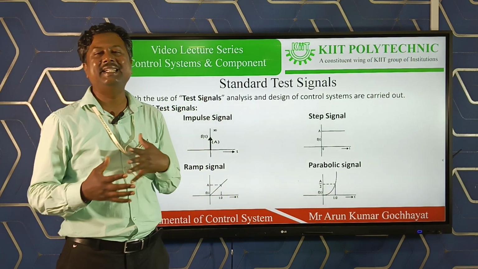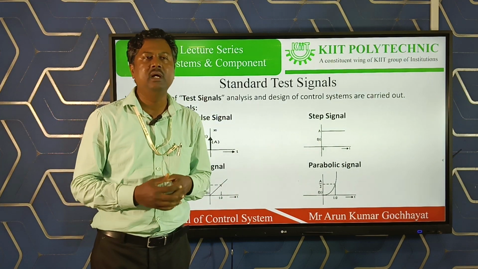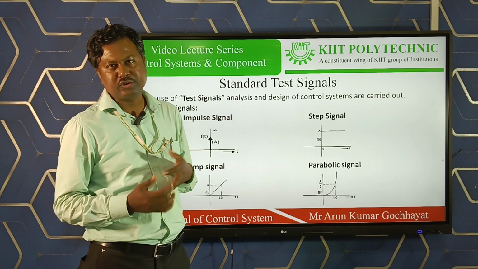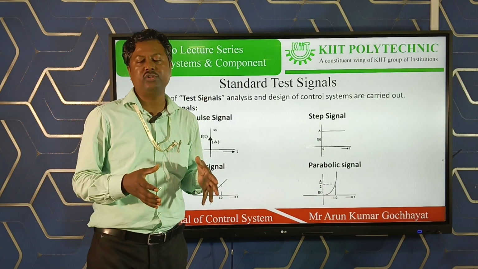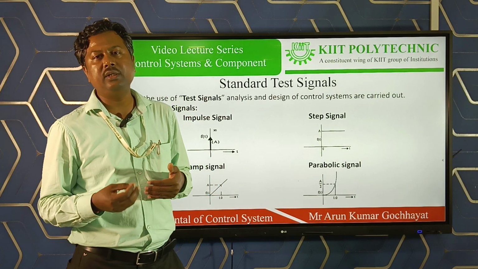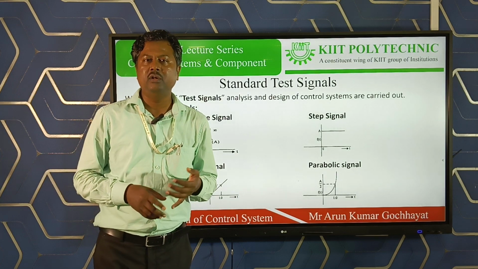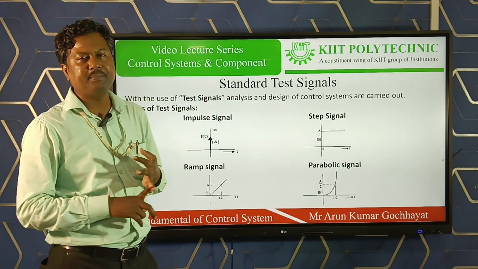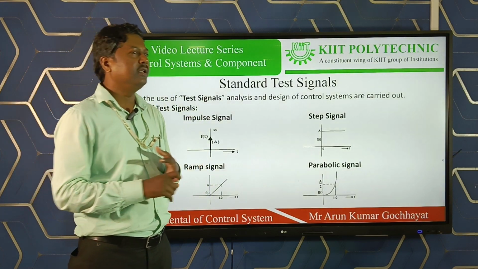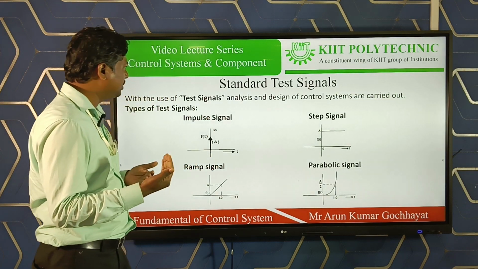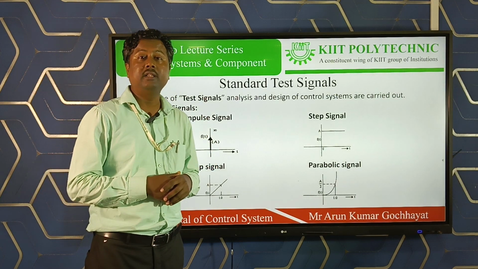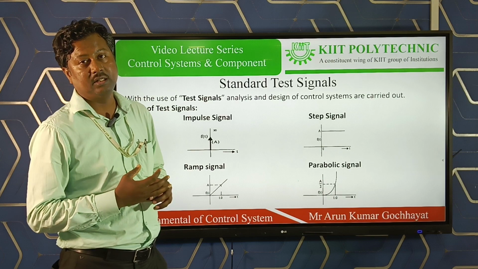All the analysis and designing of any control system are based upon certain standard signals. In control system engineering, we usually use four types of standard signal. One is the impulse signal, another is the ramp signal, third is the step signal, and the fourth one is the parabolic signal.